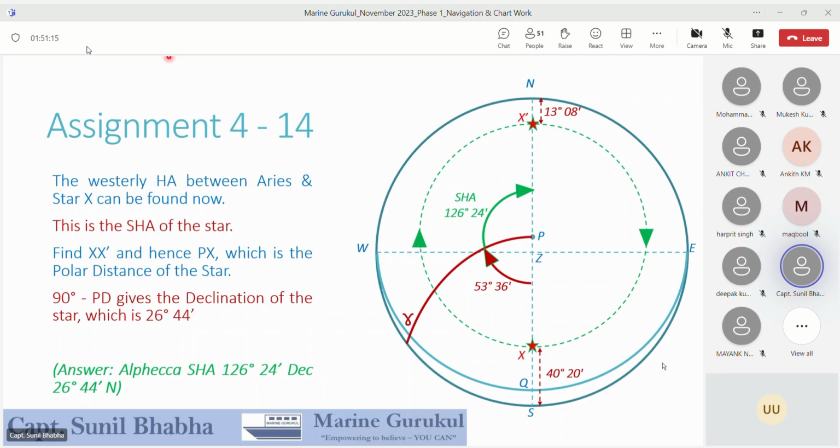Sir, once again, how? Ask again, beta. Sir, how will we identify which star it is? Beta, we will do it from the star table on page 268. That table is given in increasing order of SHA. So you look for a SHA close to 126 degrees 24 minutes. You have the table, you can just open it and have a look, beta.